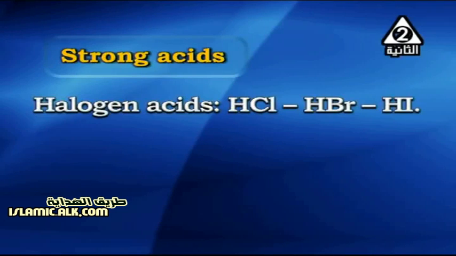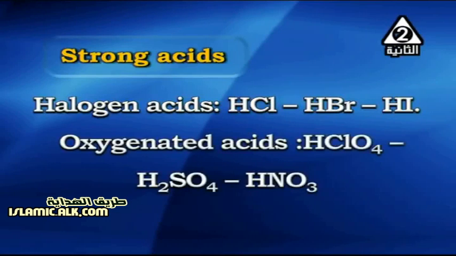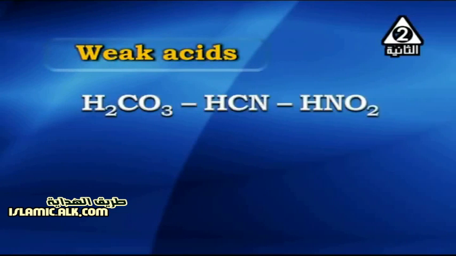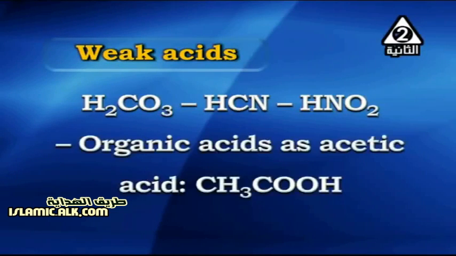My dear student, we know from the previous lesson that the strong acids are hydrochloric acid, hydrobromic acid, and hydroiodic acid, which are halogen acids, and also oxygenated acids like perchloric acid, HClO4, H2SO4, and HNO3. The weak acids are carbonic acid, H2CO3, hydrocyanic acid, HCN, and nitrous acid, HNO2. And all the organic acids are weak acids, such as acetic acid, CH3COOH.